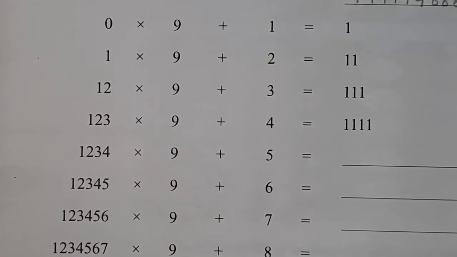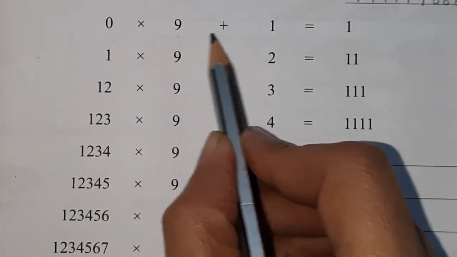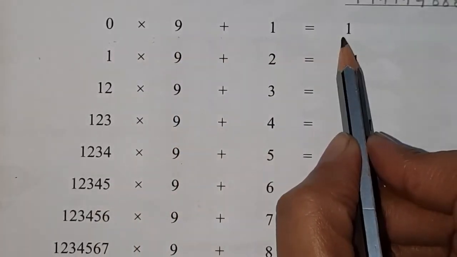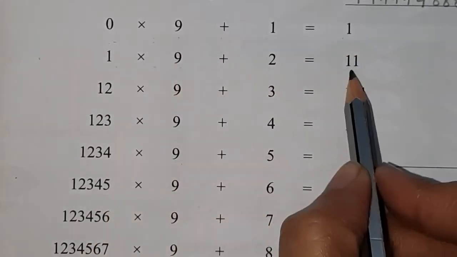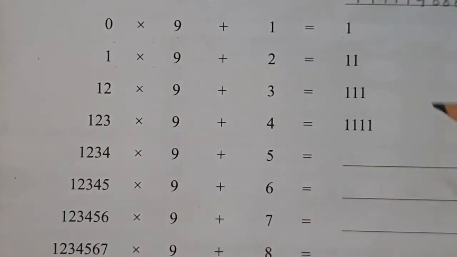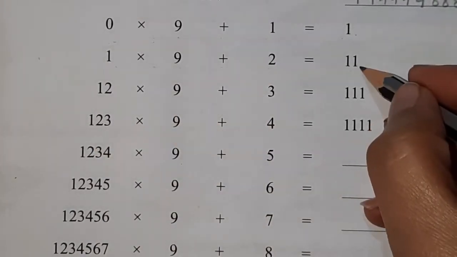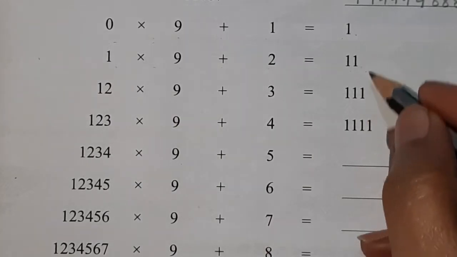See this next pattern. 0 into 9 plus 1 is equal to 1. 1 into 9 plus 2 is equal to 11. So don't do any actual calculation. 1, 11, 111, 1111. So 1 is increasing each time.